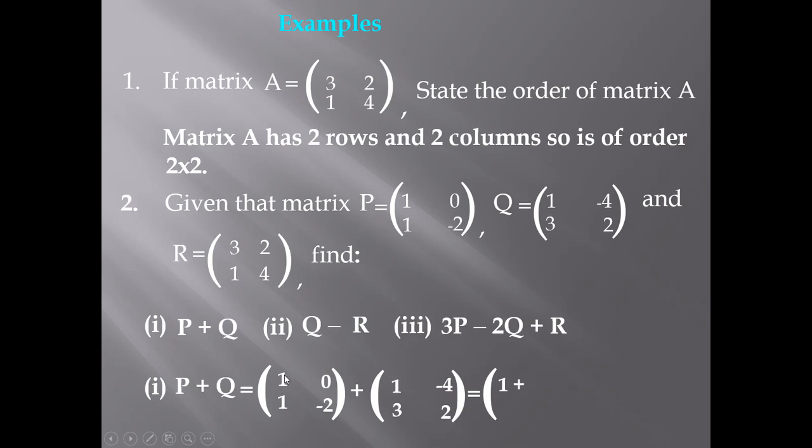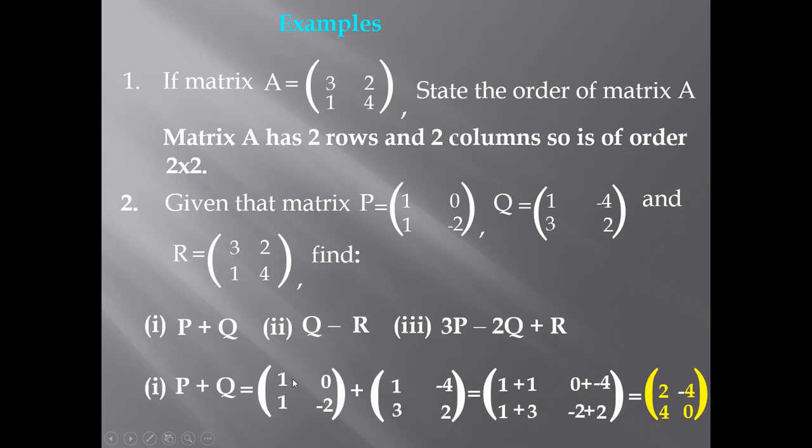So we shall take 1 plus this one, then 1 plus 3, then 0 plus negative 4, and then negative 2 plus 2. And once you get to this level, the remaining work is just computation. We just add. So we shall have 2 there, then we shall have 4, negative 4, and then 0. Now that is our P plus Q.